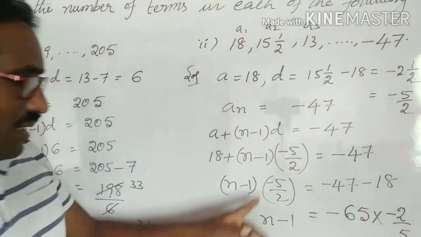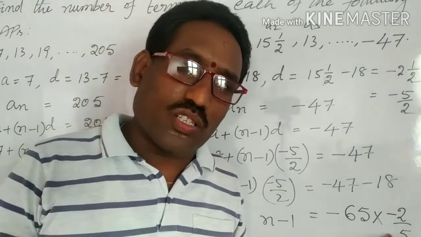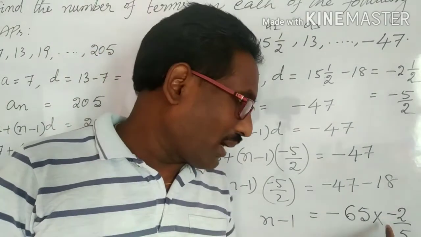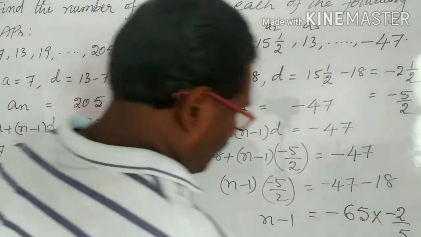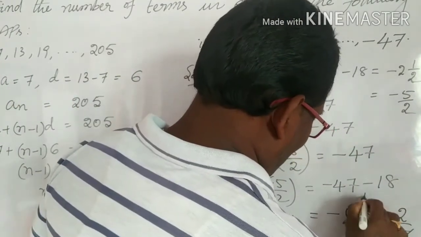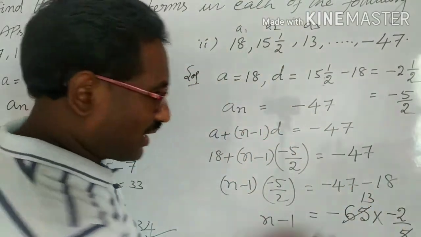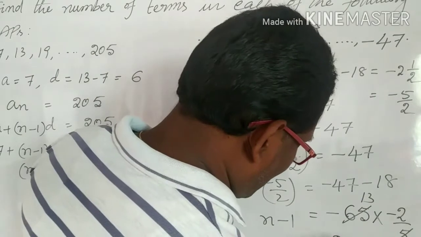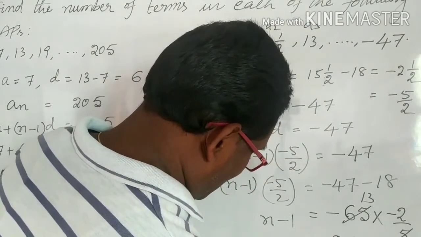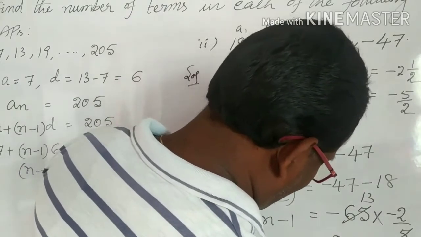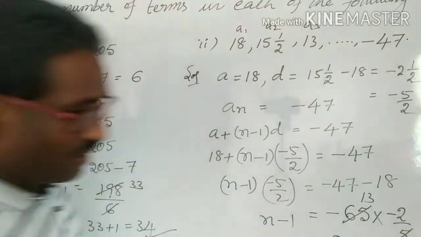Okay. It is 2 by minus 5, but the denominator must always be positive. If it is negative, you must write that minus symbol in the numerator only. Now 5 1s are 5, 5 13s are 65. Minus into minus is plus. 13 2s are 26. So n minus 1 is equal to 26. N is equal to 26 plus 1, that is 27.